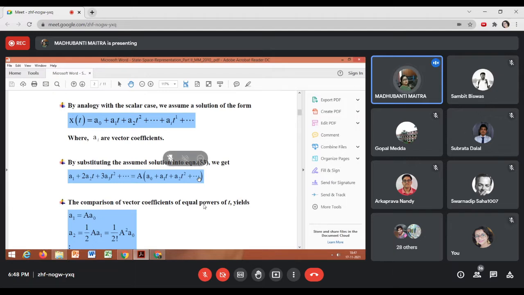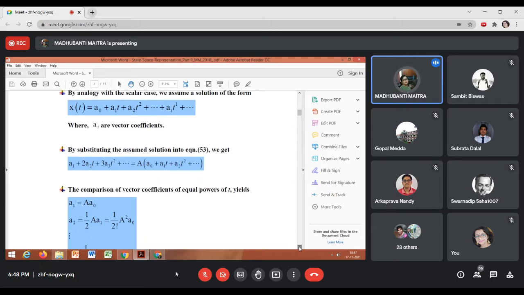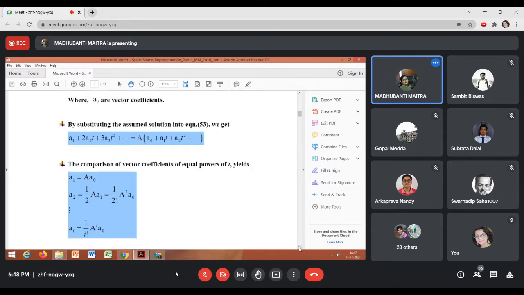Have you understood this equation? Okay. So now let's compare the coefficients. The comparison of vector coefficients of equal power of t is, you see, this a1 will be equal to capital A into a0. Agreed?